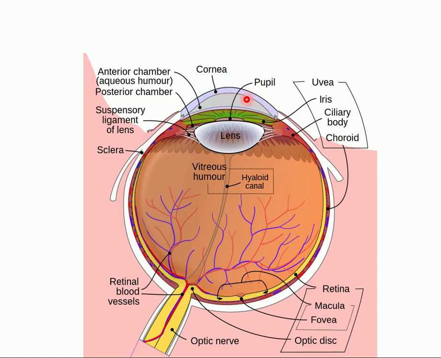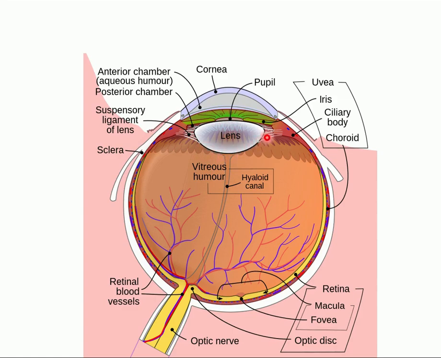The empty space behind the cornea is called the anterior chamber, which is filled with a transparent liquid called aqueous humor. This green structure in between the cornea and lens is called the iris. The hole in the center of the iris is the pupil, whose size is adjusted with the constriction or relaxation of the muscles of the iris in order to adjust the amount of light entering the eye.